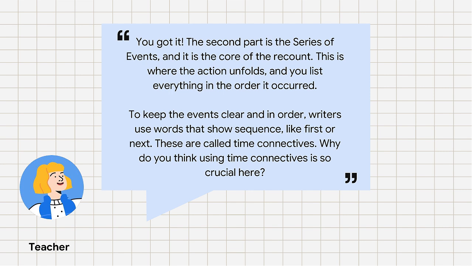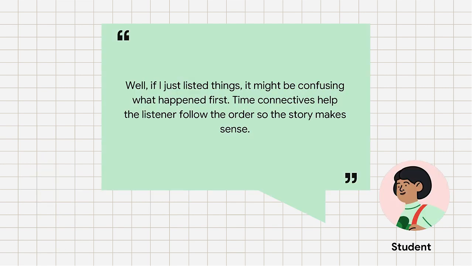To keep the events clear and in order, writers use words that show sequence, like first or next. These are called time connectives. Why do you think using time connectives is so crucial here? Well, if I just listed things, it might be confusing what happened first. Time connectives help the listener follow the order so the story makes sense.